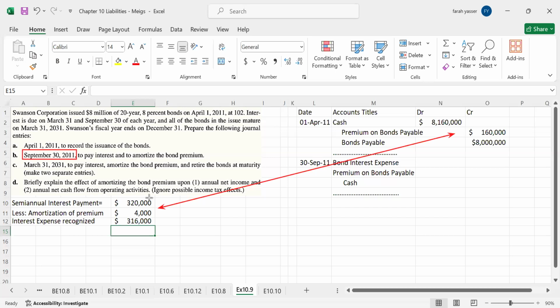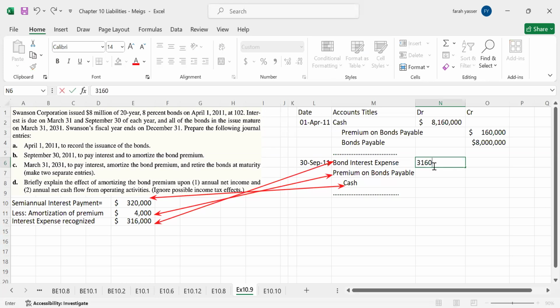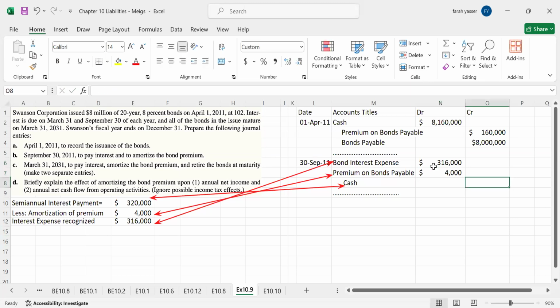This is the semi-annual interest payment, meaning what we are going to pay to the bondholder. This is the amortization amount, and then the interest expense recognized. So here we have bond interest, which is $316,000, then premium, which is $4,000, and on the credit side, $320,000. So this is the next entry, which we have already recorded.